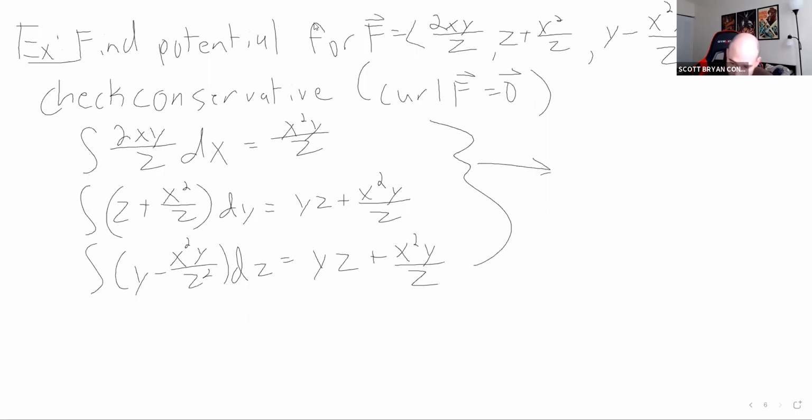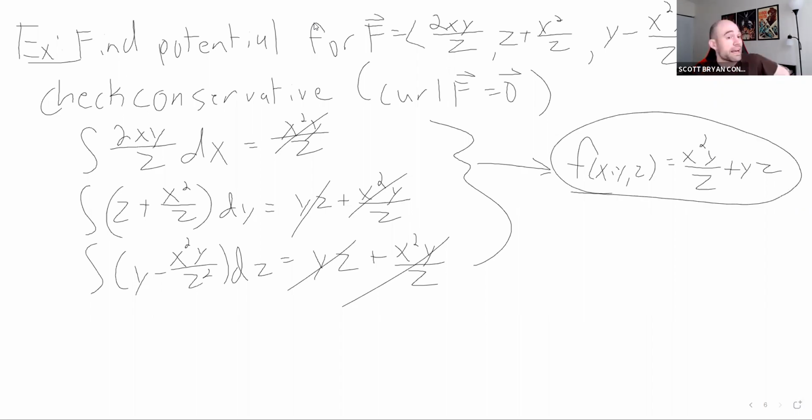We splice these together. So we start at the top. x squared y over z is a term. Everywhere we see that later, we cross it out because we've already counted it. Then we go to the next. yz is a term. Everywhere we see that later, we cross it out. And then we go to the third and write down anything that's left over. Nothing left over. That's a potential function.